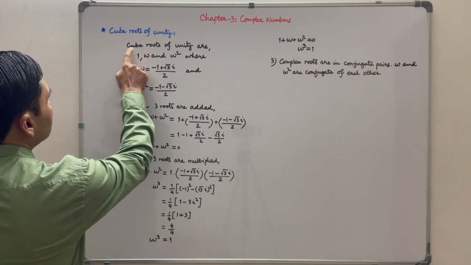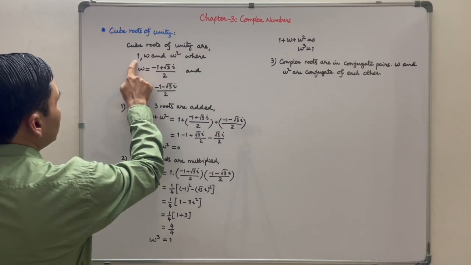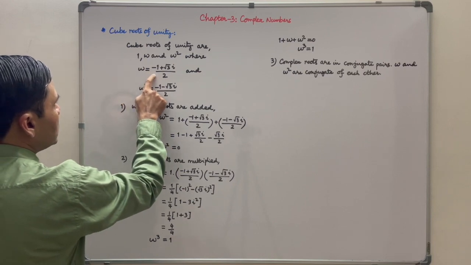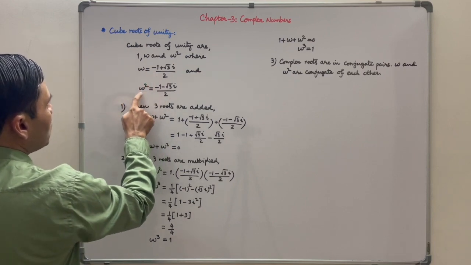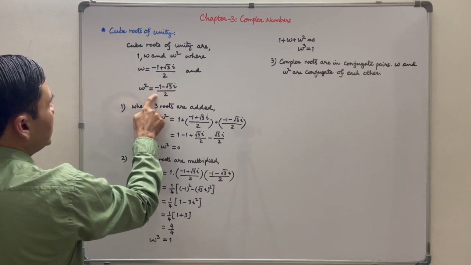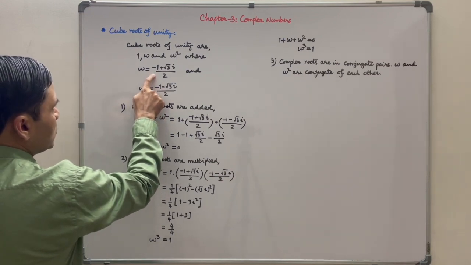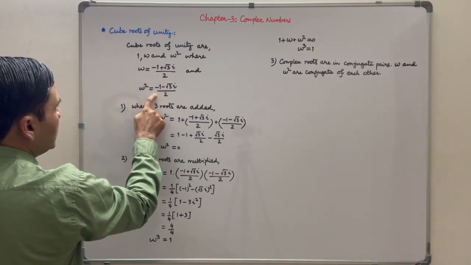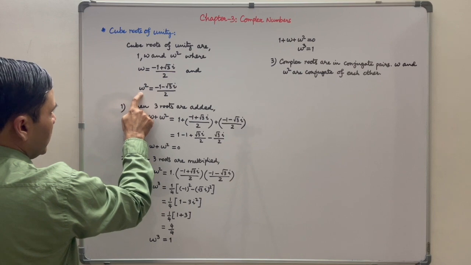We have seen that cube roots of unity are 1, omega and omega square, where omega is equal to minus 1 plus root 3i by 2 and omega square is equal to minus 1 minus root 3i by 2. If we do square of minus 1 plus root 3i by 2, we will get minus 1 minus root 3i by 2. That is why this is omega square.